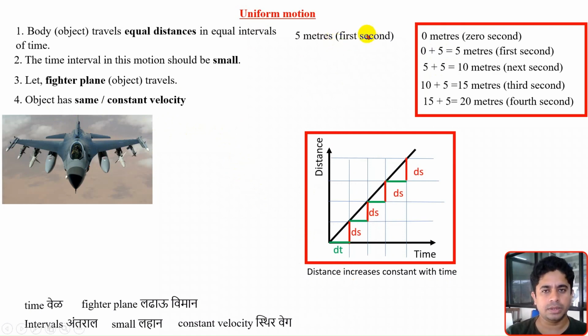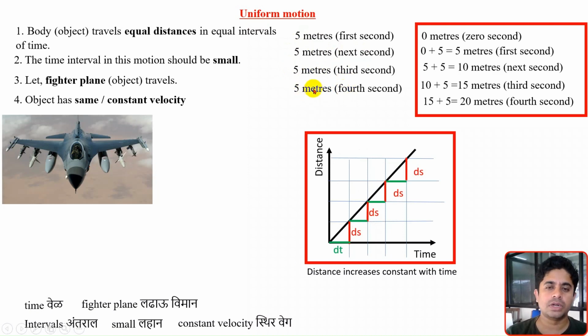Suppose somewhere in between the journey, after the first second, the distance traveled by the object is 5 meters. Even in the next second, the distance traveled is 5 meters only. There is no change in distance. Even in the third second, the distance traveled is 5 meters only. There is no additional distance traveled. In the fourth second also, it is 5 meters. So irrespective of time, whether it is the first, second, third or fourth second, the distance traveled remains the same, 5 meters only. Even in the fifth second it is the same. As I said, distance remains constant with time for this journey.